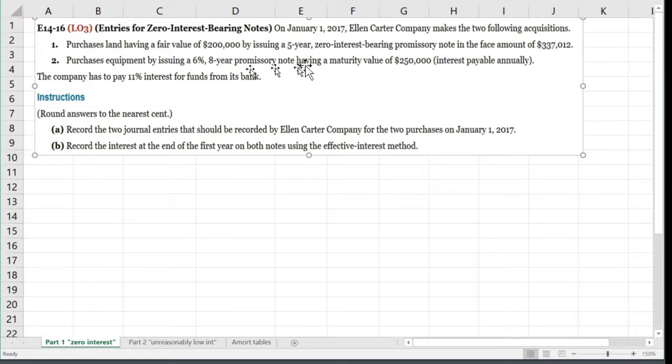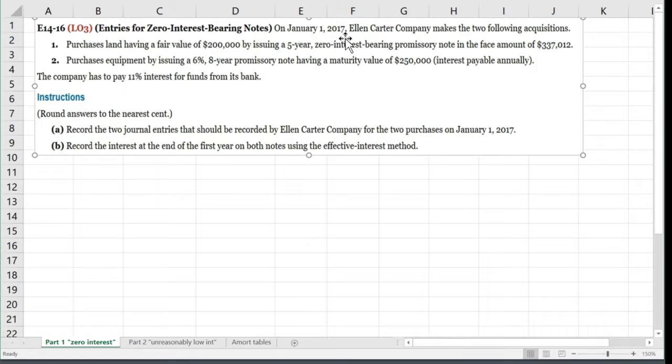You've got a stated interest rate, for exercise 14-16, a stated interest rate of 0%, or in this case, maybe 6%, but the company's interest rate is really 11%. So we have the same kind of setting where we've got a face rate and an actual rate that are not the same. How are we going to account for these? Well, I'll do part one in this video. Part two will be the next video.